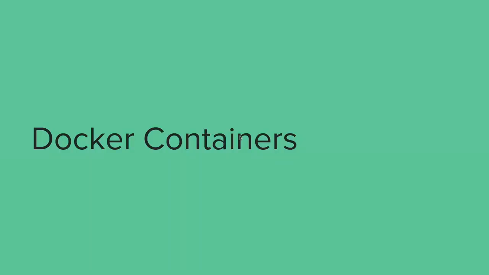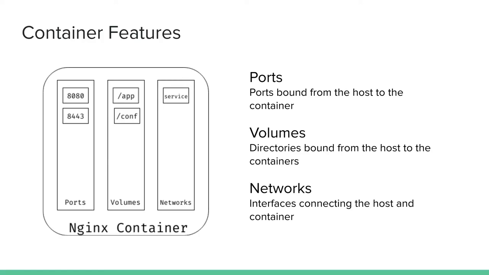Now, we talked about what images are, which is like the class. The next step is the container. Let's first talk about the features that a container has. A container can have a lot of different features, but the core components of any container are what ports it has, what volumes it has, and what networks it has.